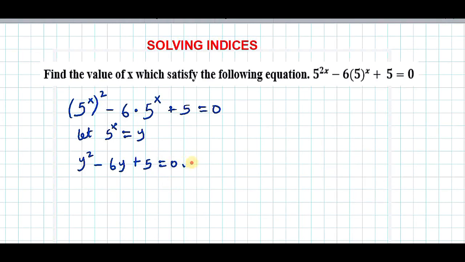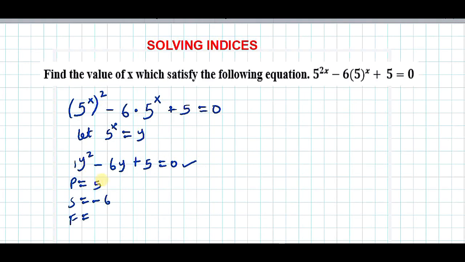The next step is to factorize this equation. Now, factorizing the left-hand side, we are going to apply a factor method. We are going to look for two numbers such that their product will be equivalent to the product of the coefficient of y squared here, which is 1, and the constant term, which is 5. So 1 times 5 is 5. And then their sum should be equivalent to the coefficient of y in the middle part, and that is negative 6.